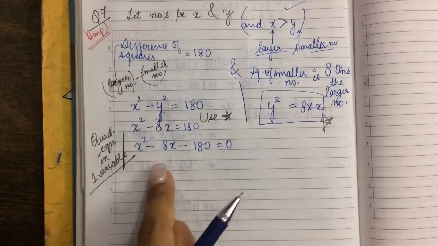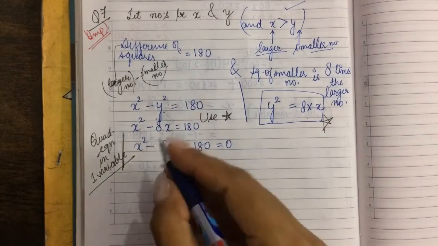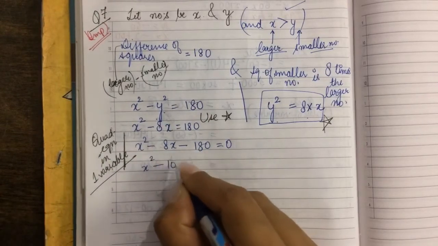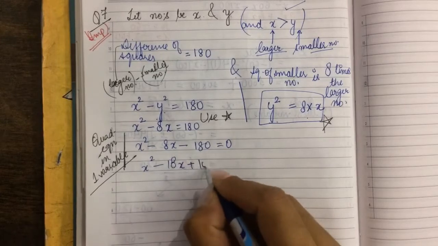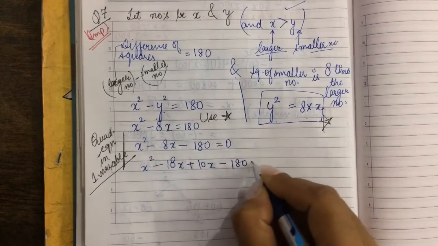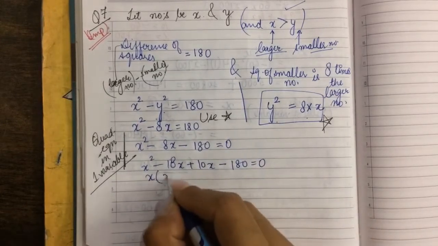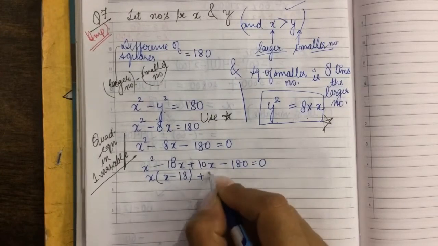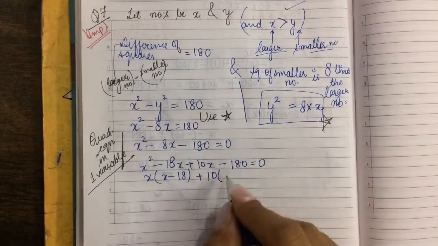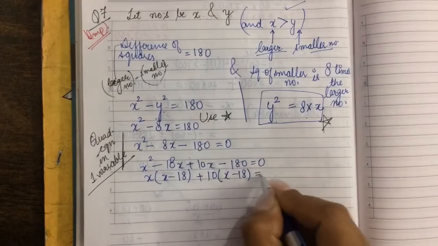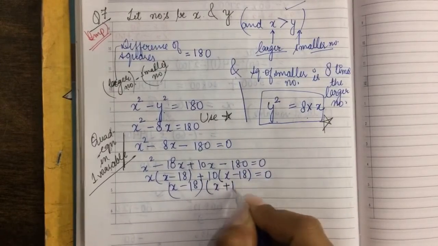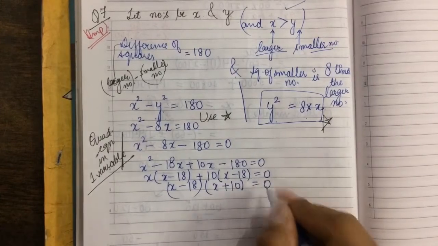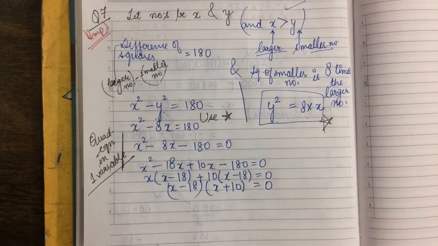Let's find out x first. I'm going to split the middle term. X square minus 18x plus 10x minus 180 equals 0. Pairing up and writing the factors common for the pairs. So the linear factors obtained are x minus 18 and x plus 10 equals 0.